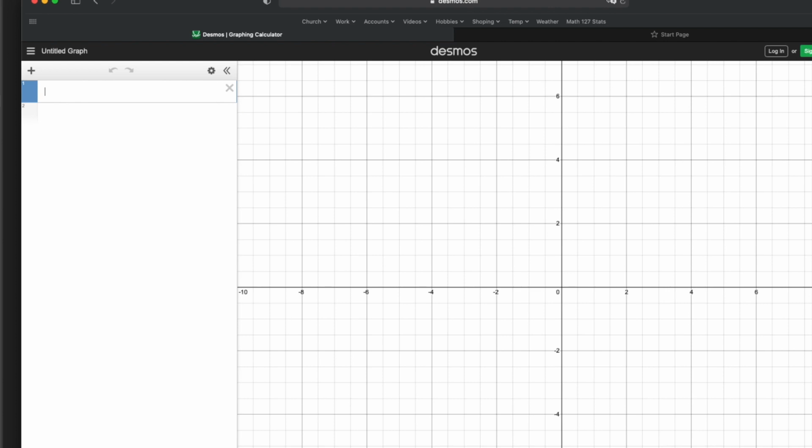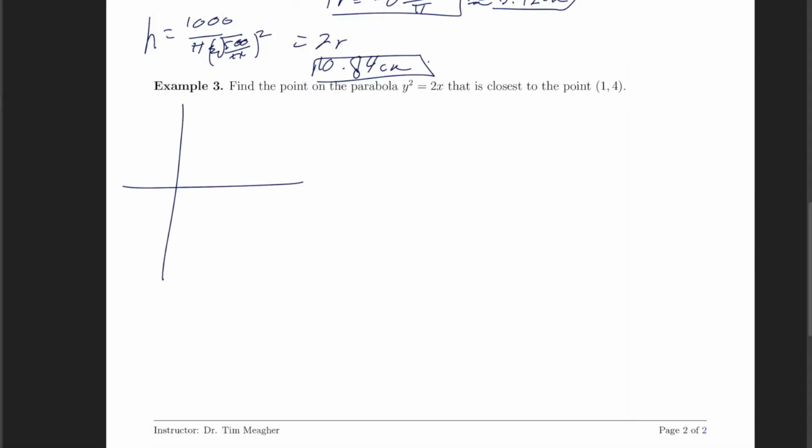We want the parabola y squared equals 2x. Here we have this parabola. We want to find the point that is closest to (1, 4), which is right here. So we want to find which point is the closest. Just by graphing this real quick, we're going to have a point right here. We understand it should be somewhere within this range, otherwise it doesn't make sense. So what equations do we have here?